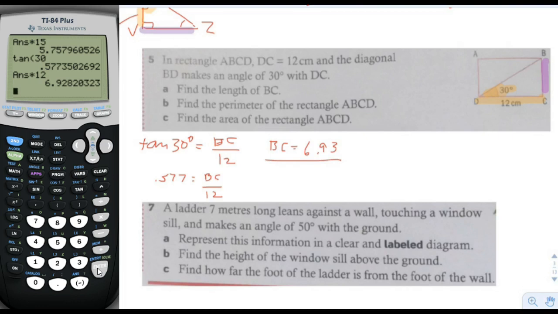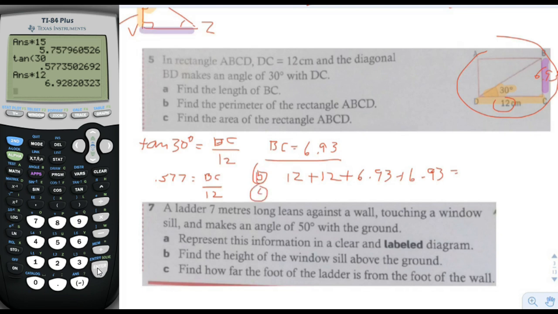Then part B says, find the perimeter of the whole rectangle, which would be all the way around the rectangle. And we do know that the orange is 12, and we know that the purple is 6.93. So if we want to find the perimeter, all we need to do is add 12 plus 12, because the other side is also 12, and 6.93 plus 6.93. And now we'll have the perimeter, right? That's B. What about C?